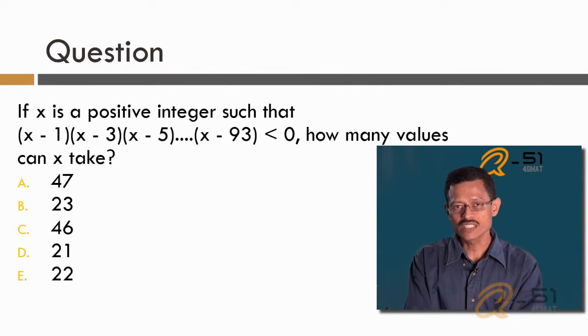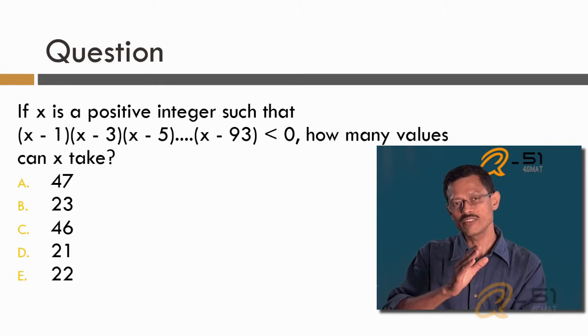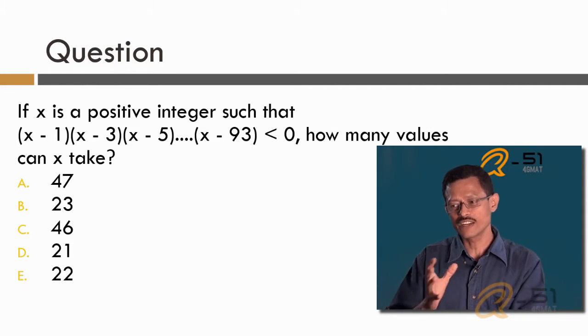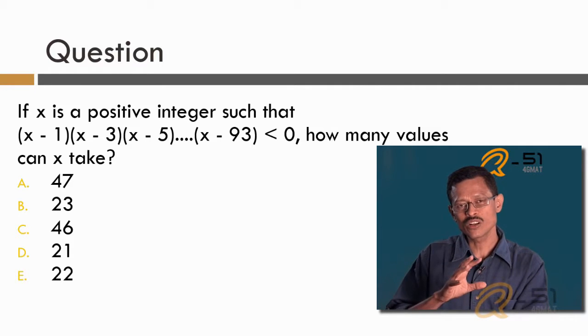If x is a positive integer such that (x minus 1) into (x minus 3) into (x minus 5) all the way up to (x minus 93) is less than 0, then how many values can x take? So this is what we need to find out. Our final answer is going to say that x can take so many different values. The answer choices are all finite numbers.